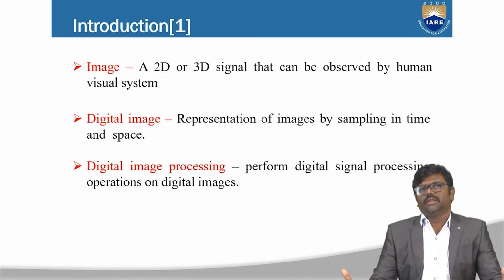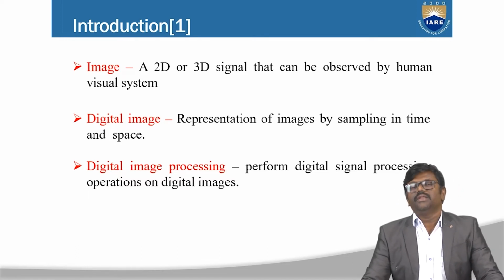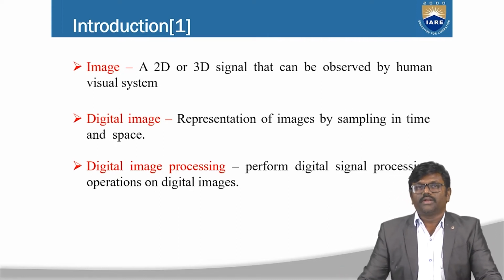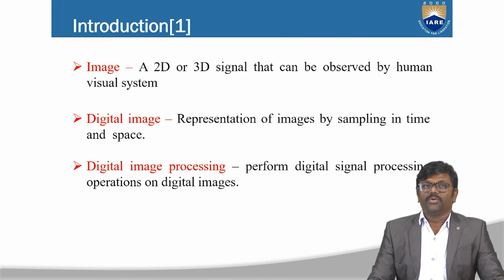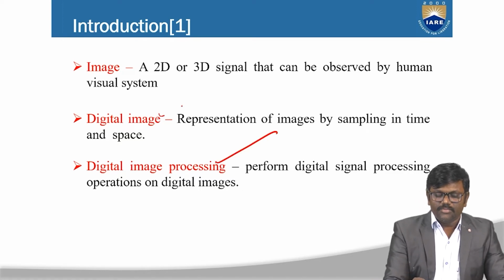So, now what is the meaning of digital image? Whenever we question the difference between an image and a digital image, the difference is that a digital image is a representation of images by sampling in time and space. I will repeat, what does digital image mean? Digital image is nothing but representing any type of images by sampling in terms of time and space. Here we can define this extendedly in terms of digital image processing, digital image and image.